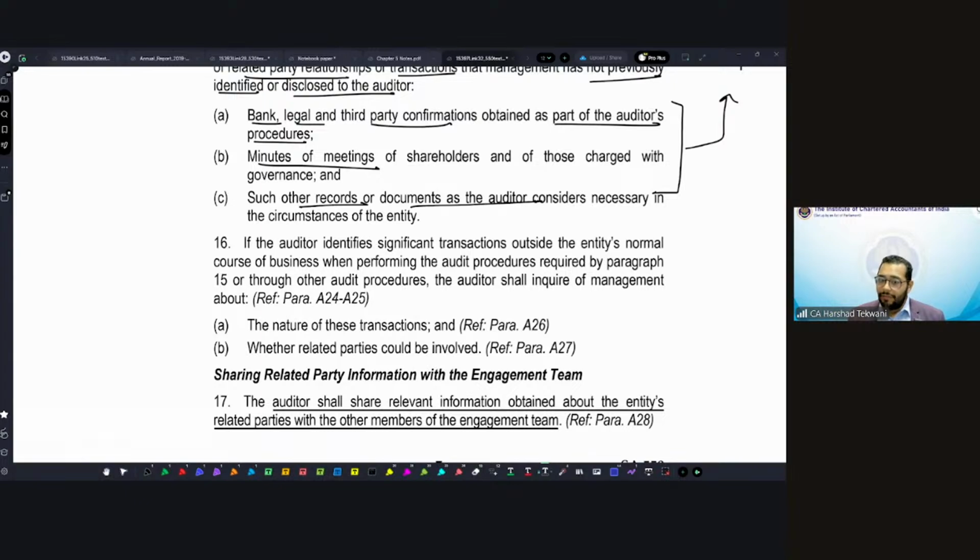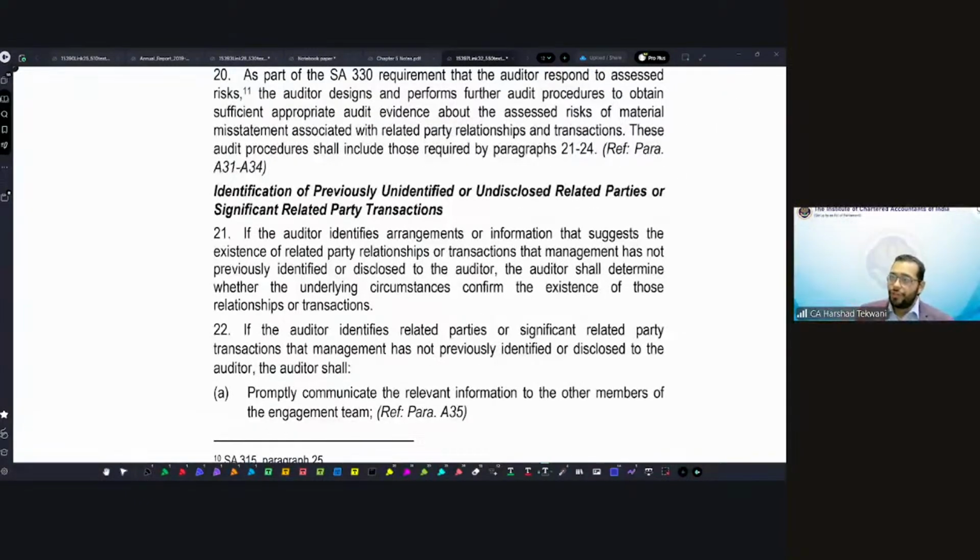So simply, if I talk in terms of once you identify related party transactions which were not previously disclosed, the step-by-step approach will be: one, inquire with management.